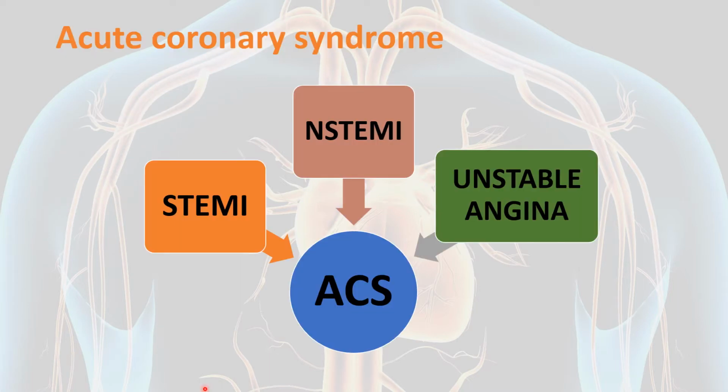Acute coronary syndrome or ACS is an umbrella term which refers to a spectrum of acute myocardial ischemia or infarction. It is divided into 3 categories: ST elevation MI, non-ST elevation MI, and unstable angina. This is based on the ECG changes and cardiac enzymes like troponin or creatinine kinase. We will learn about each condition in detail in the next few slides.